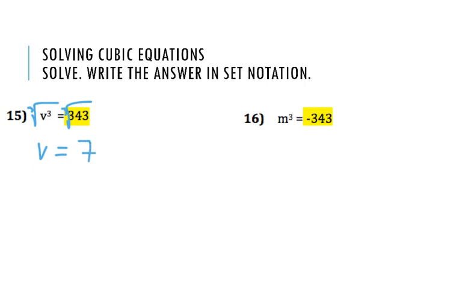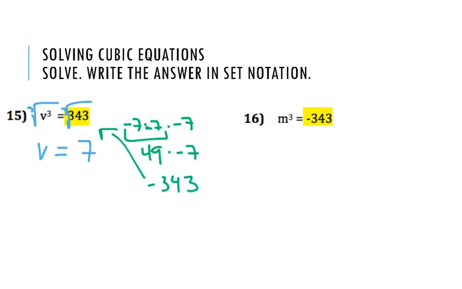Now, let's just take a second and remind ourselves, if I were to do negative 7 times negative 7, times negative 7, negative 7 times negative 7 is 49, so we get a positive here. And when I multiply by a negative again, we would end up with a negative 343, which is not what we have up here in our cubic root. So it's a positive here, so we have to have positive 7 only. So putting this into set notation, we say that the set v such that v equals 7, and only positive 7.